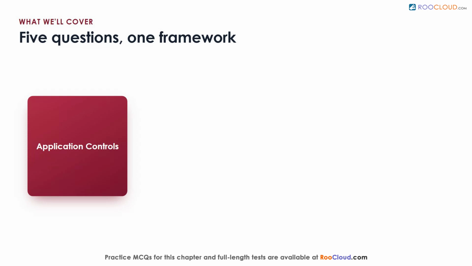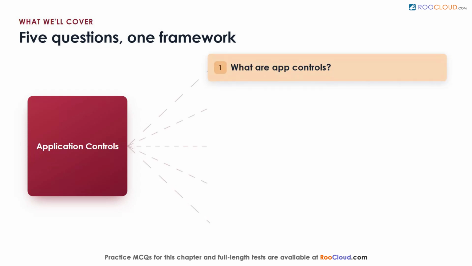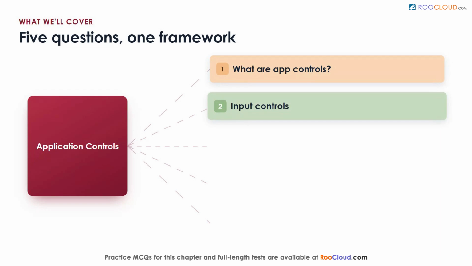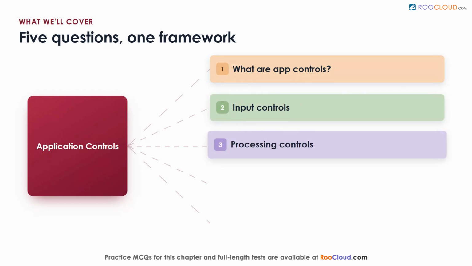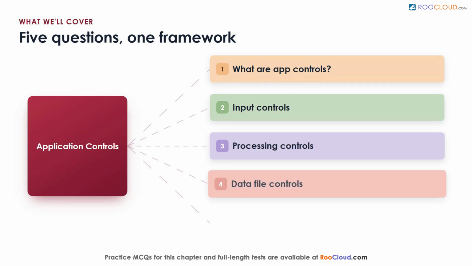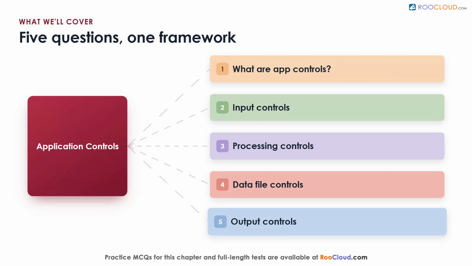We'll answer several questions. What are application controls and what do they guard? How do you control data going into a system? How do you keep processing accurate? How do you protect the data files themselves? And how do you control what comes out?